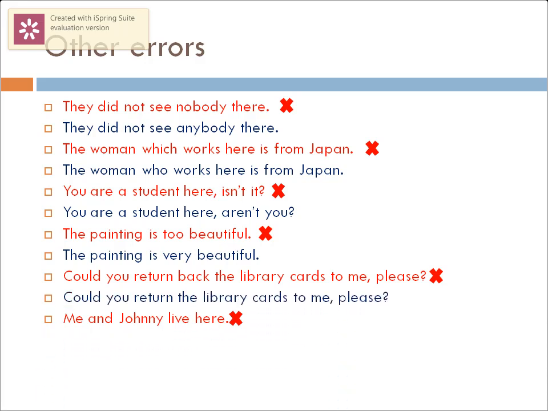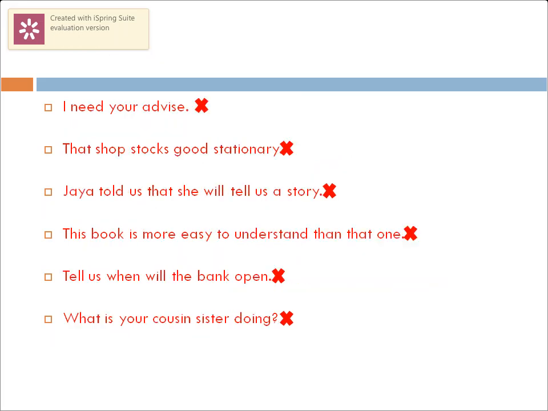Now, in the next sentence, we find that return already seems to be telling us that it has come back. So the usage of back after return is an error and we commit it regularly. The sentence could simply be, could you return the library cards to me? Back is unnecessary here. Johnny and I live here. It's always the other person first and then I, in the order of the sentence.